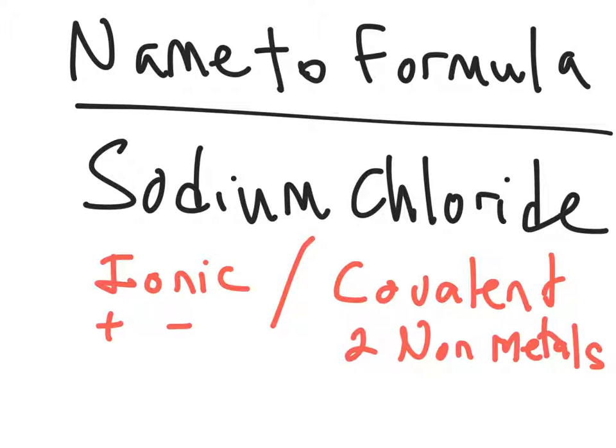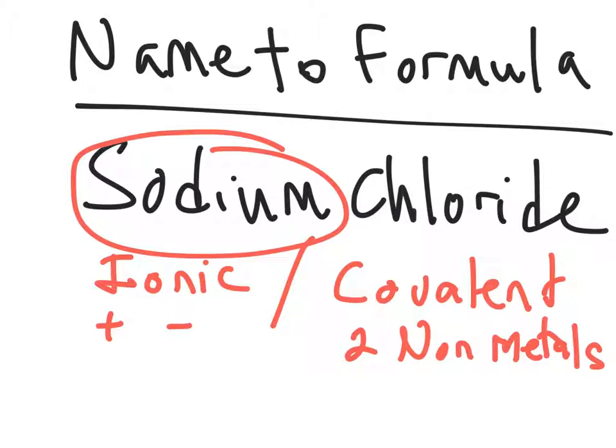So I have to identify this one first. Is this ionic or covalent? Ionic. How do you know it's ionic? I have a metal in front. Boom, sodium's a metal. Okay, so I know it's ionic. That's it? Well, no, this is just to identify it first. All right? So sodium's a metal. It's ionic.